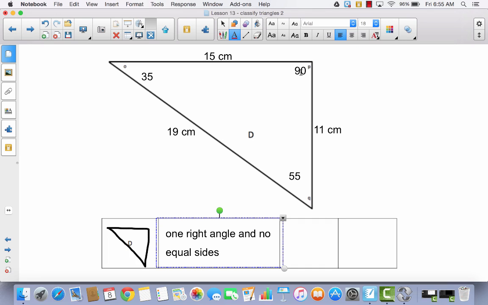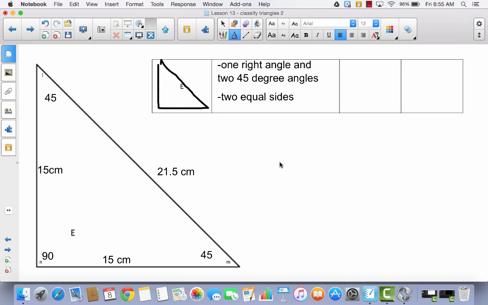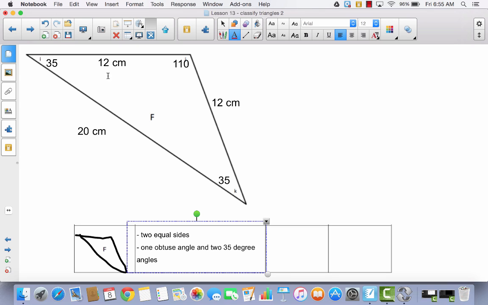All right, now because this triangle has a right angle, we don't call it acute or obtuse, even though it does have acute angles. We call this a right triangle. All right, what do you think we would call this one if you just looked at the angles? Well, it's going to be like the last one. This is also a right triangle. All right, now this one has one obtuse and 2 acute. So again, we're going to call this an obtuse triangle.